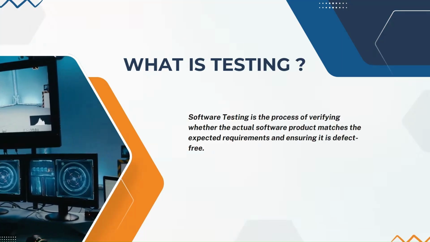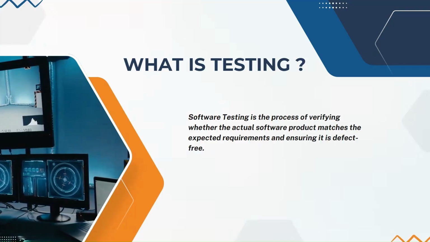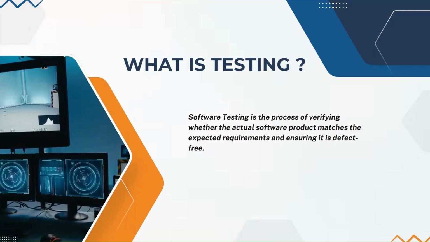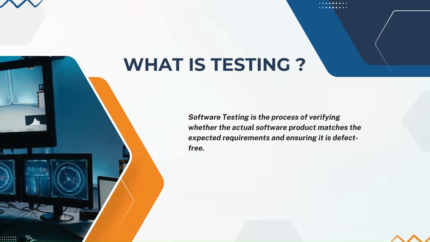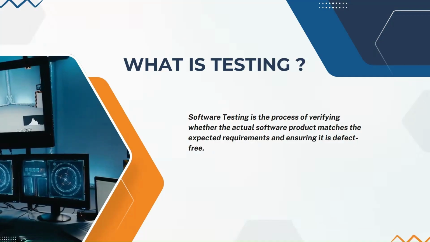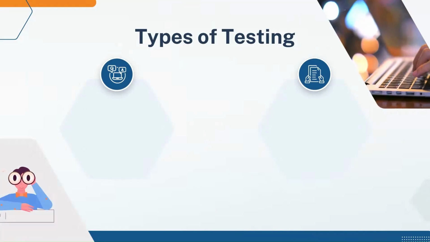Software testing is a process used to verify whether the actual software product is completed and meeting all the requirements that were given by the client, is good in quality, and is good to be launched. So that's a simple definition for testing. With that quick recap, let's see the types of testing.